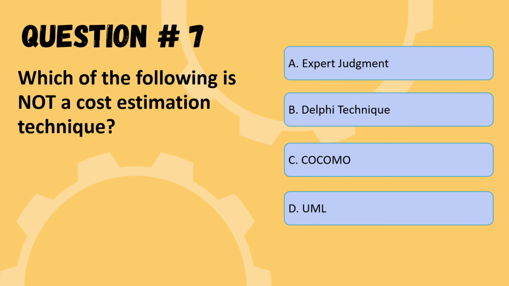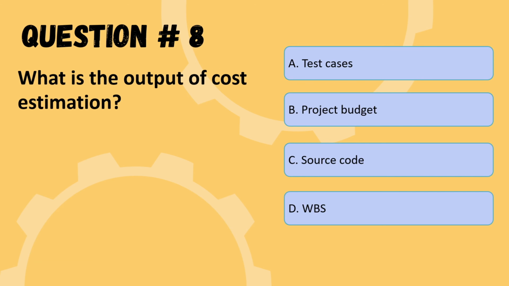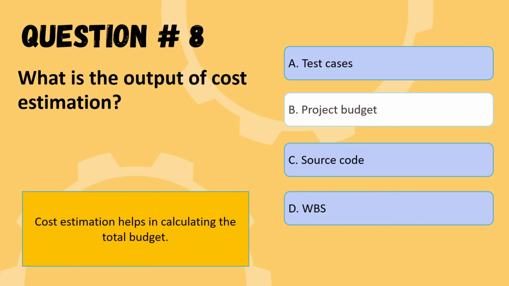Next question is, which of the following is not a cost estimation technique? Options are expert judgment, Delphi technique, COCOMO model, or UML. The correct option is UML. Next question is, what is the output of cost estimation? Options are test cases, project budget, source code, or WBS. The correct option is project budget.